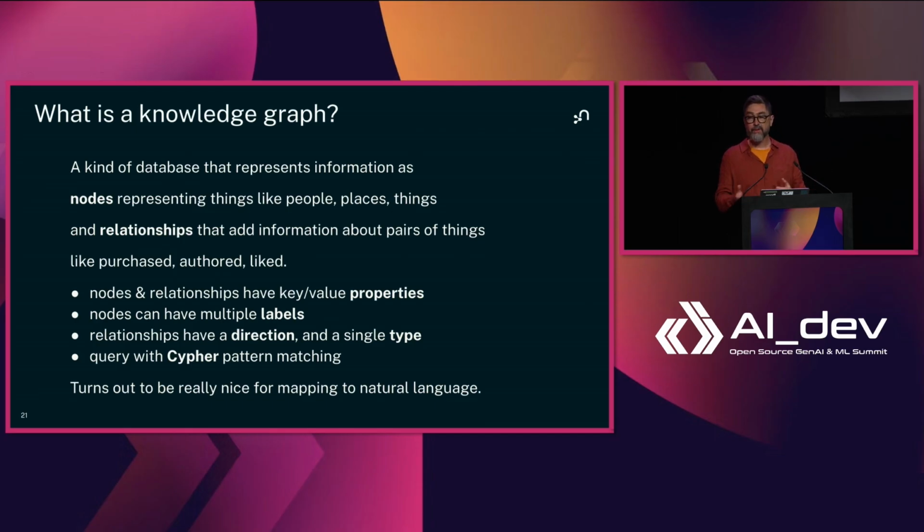Relationships always have a direction. They don't have multiple labels, they only have a single type, so purchased or likes or friends, those kinds of things. And you do pattern matching for actually querying all of these things. And it turns out, again, to be really nice for doing GenAI because it maps really nicely to natural language.